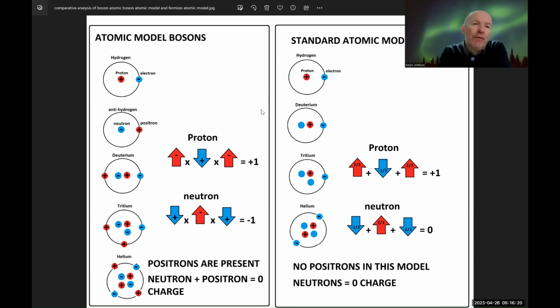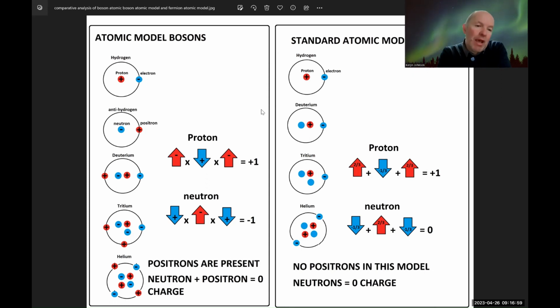So here we have a model of hydrogen on the top left, a proton +1 and an electron -1, overall charge equals 0. In the antihydrogen case, a neutron has a charge of -1, and there's a positron in the orbital layer, having an overall charge of 0. In deuterium, we have a negative neutron and a positive proton, and a positron and an electron in the orbital layer, and an overall charge of 0. So deuterium has an overall charge of 0.